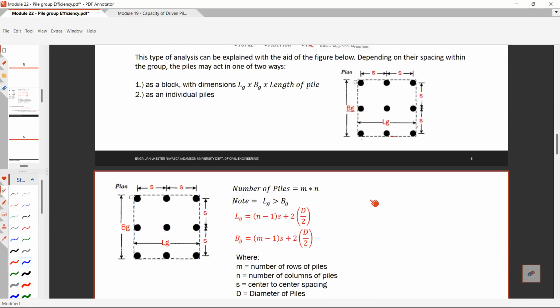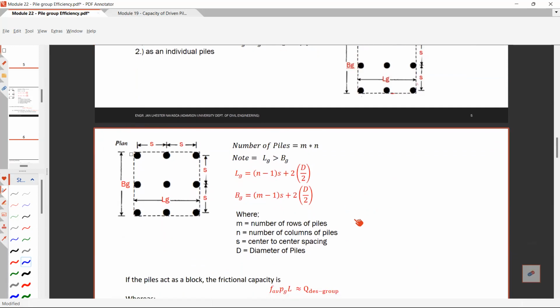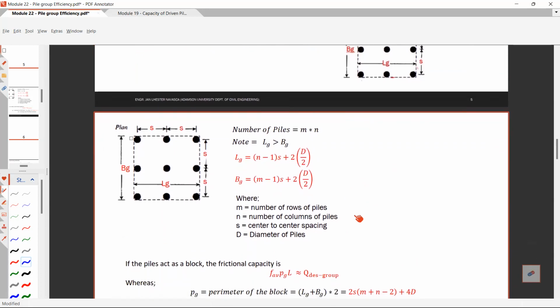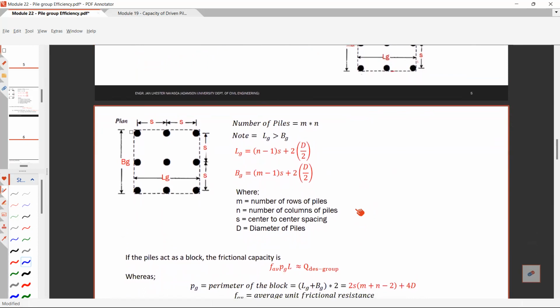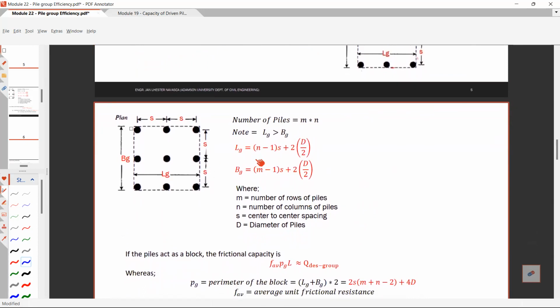Okay. So before we start, let us provide yung L sub G in terms of S, okay, and the number of piles, and B sub G in terms of S and the number of piles. Okay, so number of piles basically is M by N. So parang how many piles, yung M natin is the number of rows in a piles and N is the number of columns. So in this example, we have 1, 2, 3.